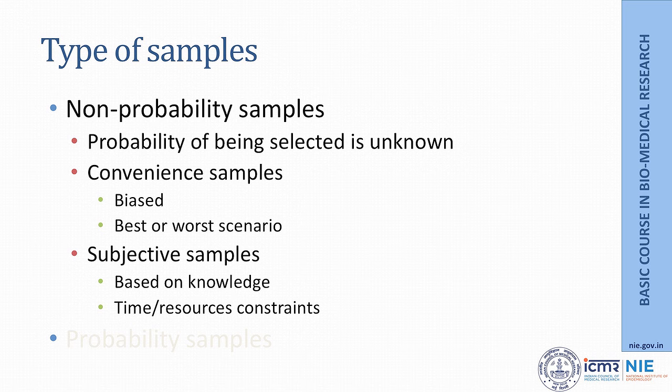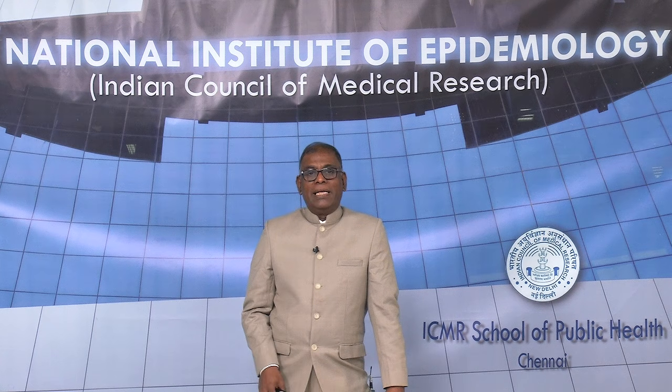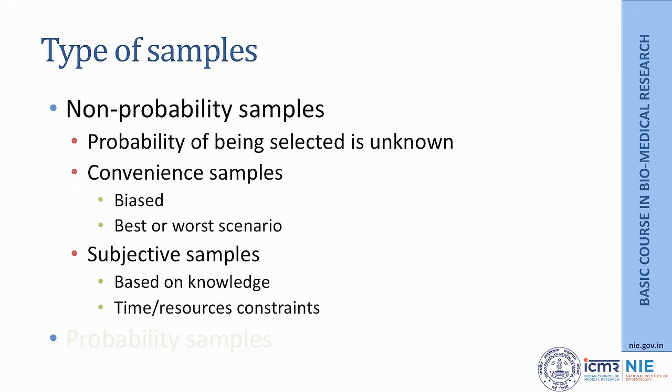What could happen? That sample could be biased, or it can give either a best or a worst-case scenario. People know it's a convenient location. You may get results very different from a location which is not very convenient or which is very remote and difficult to approach. Also, some of these are very subjective samples, and to derive some objective criteria from a subjective sample is always difficult.